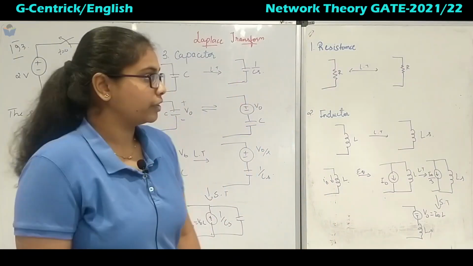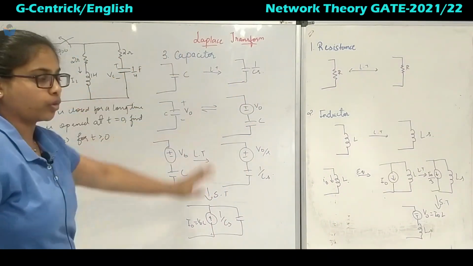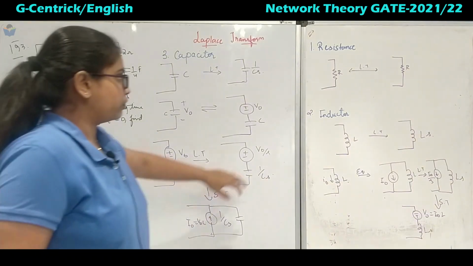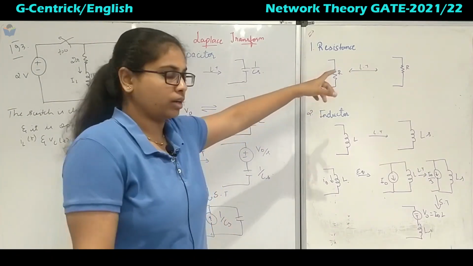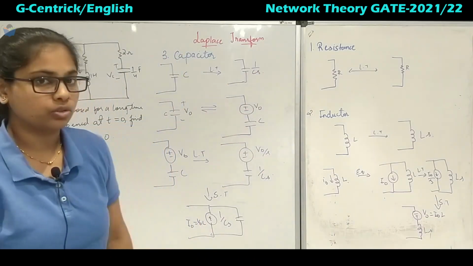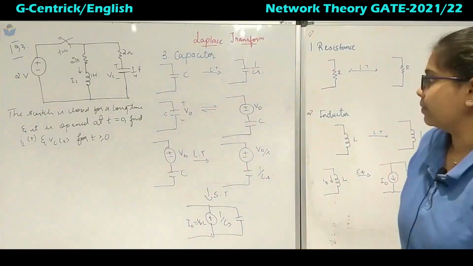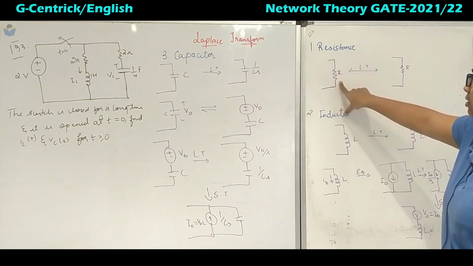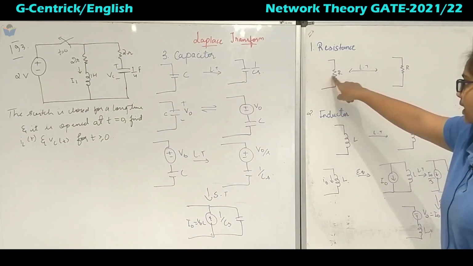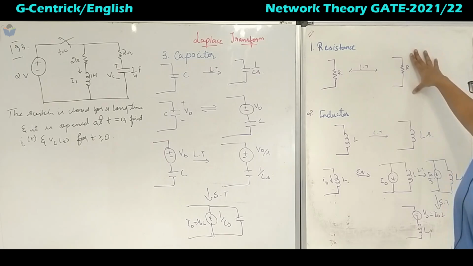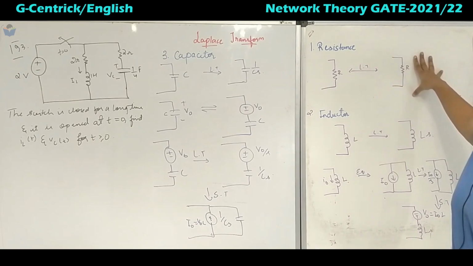So in this lecture, we will start with our Laplace transform. This is the important part. We have to see how much is required for network theory, and we will analyze that much of the Laplace transform. Starting with the resistance, we have the symbol of resistance here. If you take the Laplace transform of the resistance, you will get the resistor itself. So there is no change in the resistor.